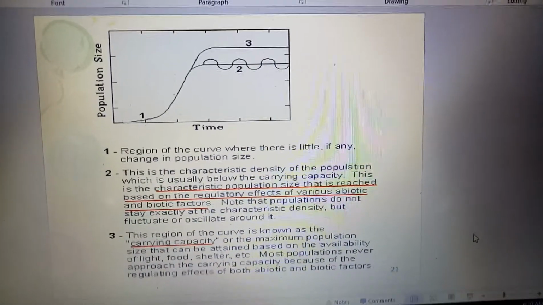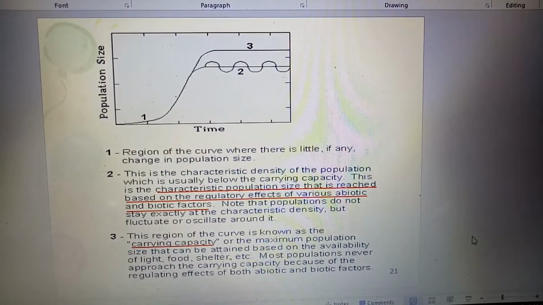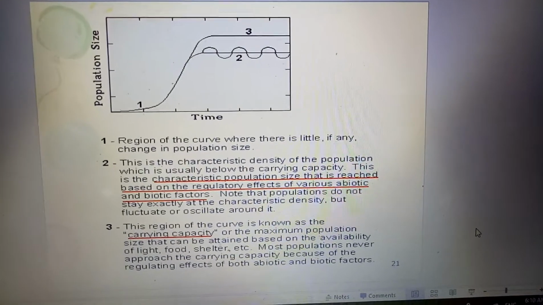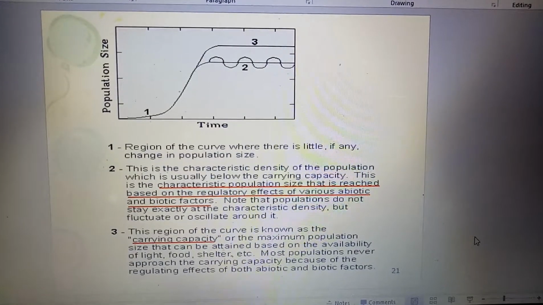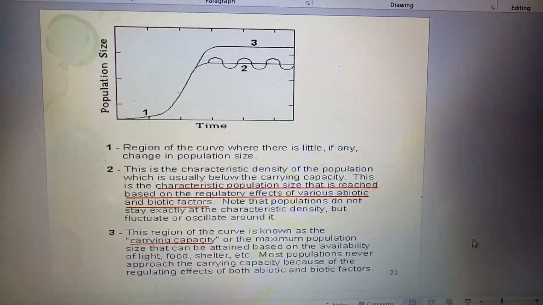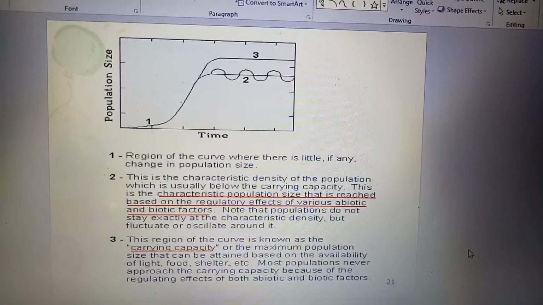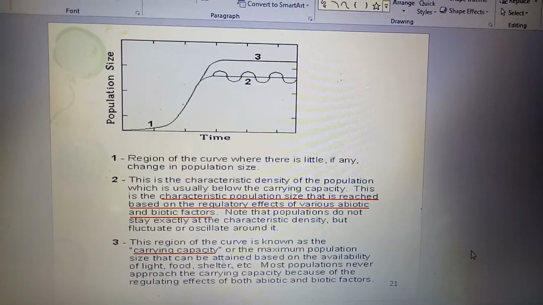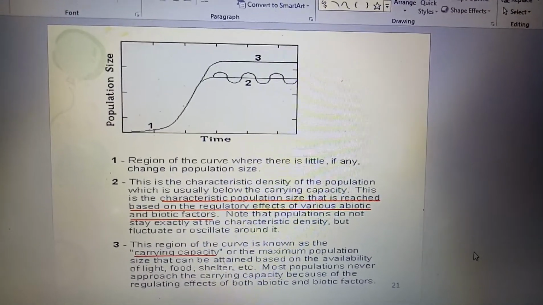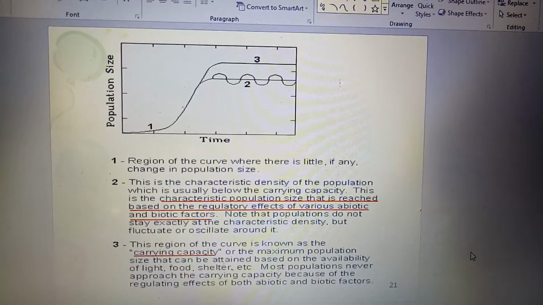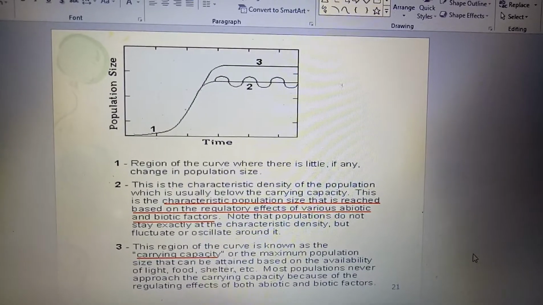Number 1 is a region of the curve where there is little, if any, change in population size. Number 2 is the characteristic density of the population, which is usually below the carrying capacity. This is the characteristic population size reached based on the regulatory effects of various abiotic and biotic factors. Abiotic is the non-living component, and biotic is the living component. Note that populations do not stay exactly at the characteristic density, but fluctuate or oscillate around it.